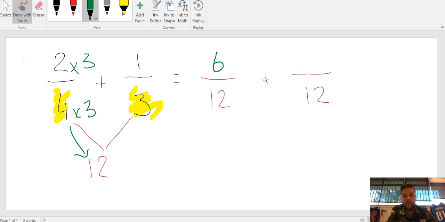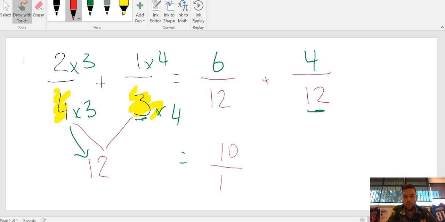Now, how do we go from 1/3 to something over 12? Well, once again, we multiply by a number. 3 times 4 equals 12. Whatever we do to the bottom, we do to the top. So then 1 times 4 becomes 4 on top. Now, we've got a simple addition sum. 6/12ths plus 4/12ths equals 10/12ths.